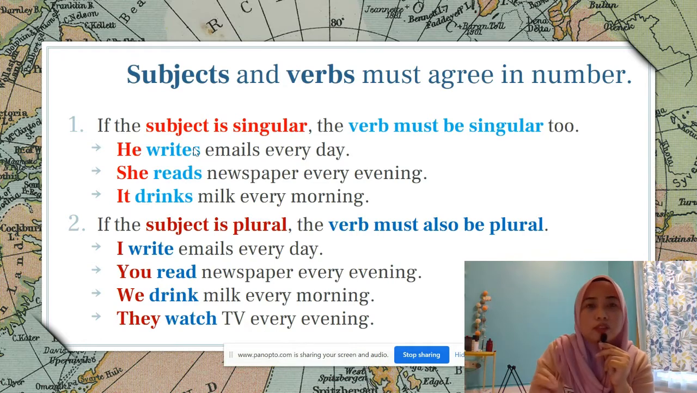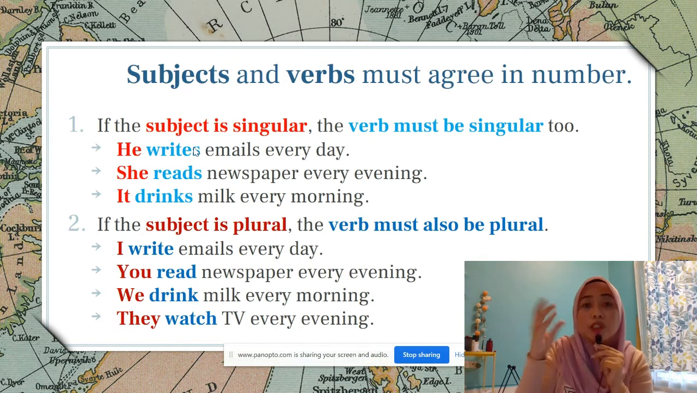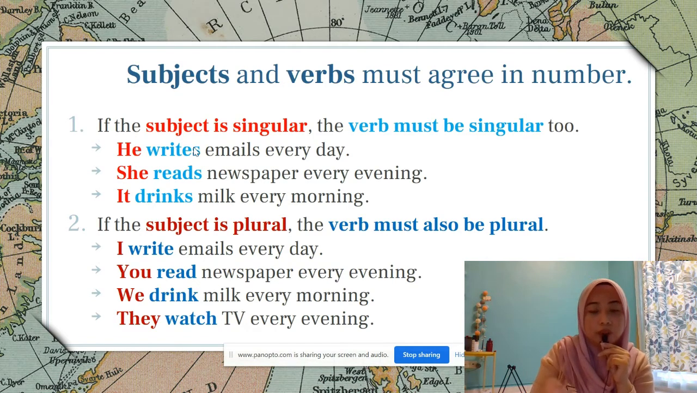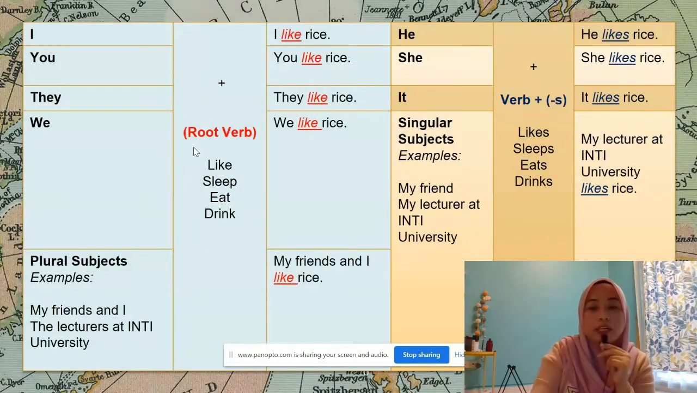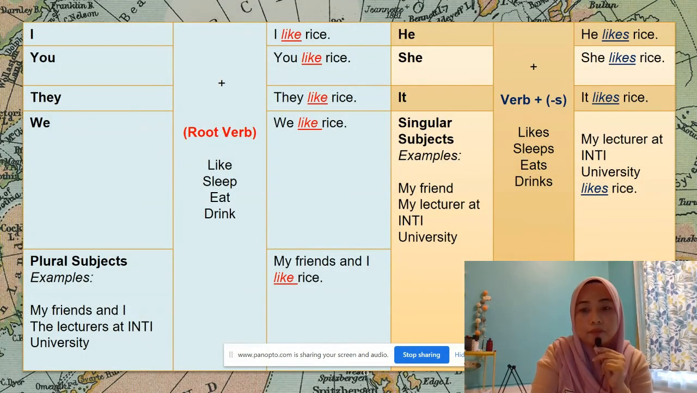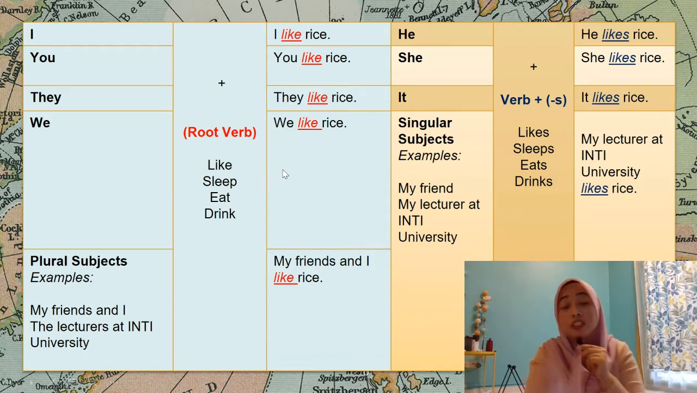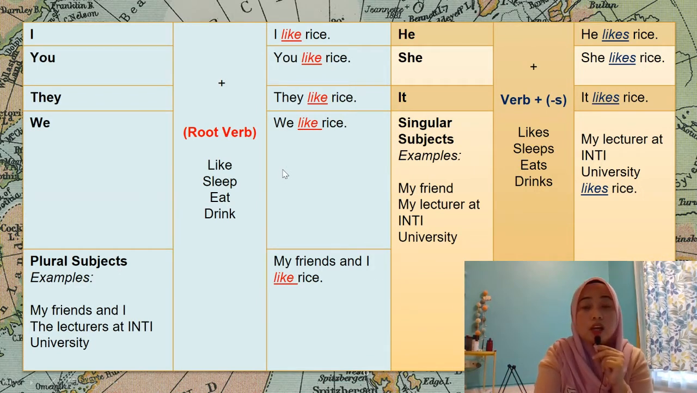So plural verb basically means that you don't put s after it. So you retain the original verb itself. Okay. Now I have created this table just so that it's easier for you guys to do it.